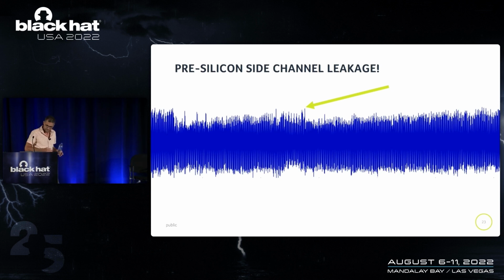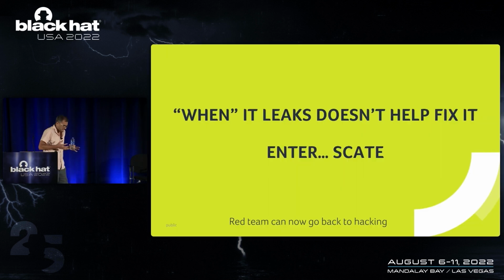There's a problem with this. How do I go from this to actually fixing my design? And that's kind of where the research that we did starts. So knowing when something leaks doesn't actually help fix it. You can only observe that it leaks and at what point in time, but it doesn't tell you, like, these are the gates that you have to go and fix. So that's where our research called SCATE comes in. It's all blue team stuff. We're going to go fix stuff now, so if you're a red teamer, go on to hacking.